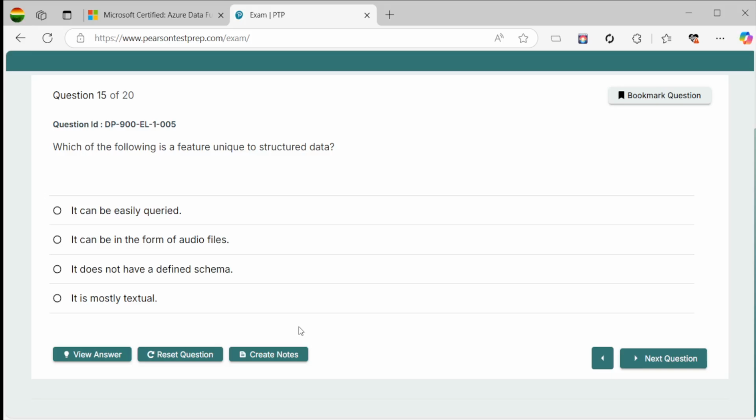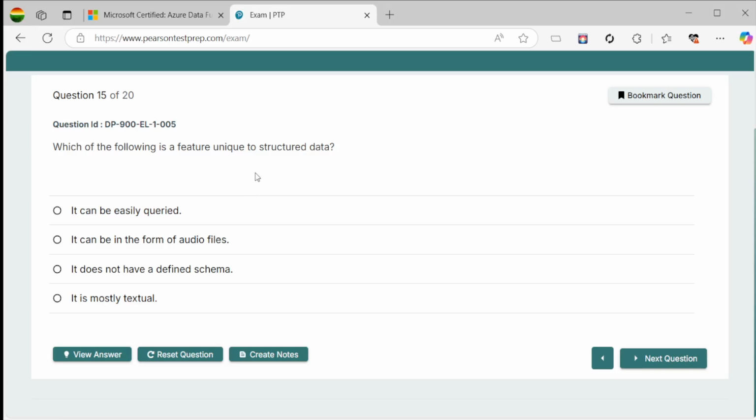Which of the following is a feature unique to structured data? It can be easily queried. It can be in the form of audio files. It does not have a defined schema. It is mostly textual.